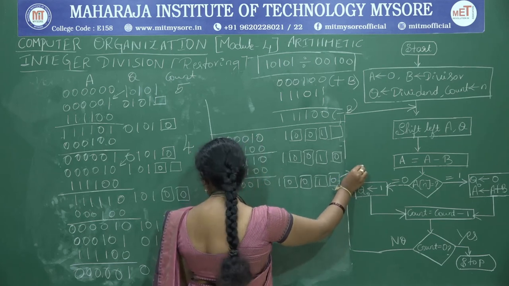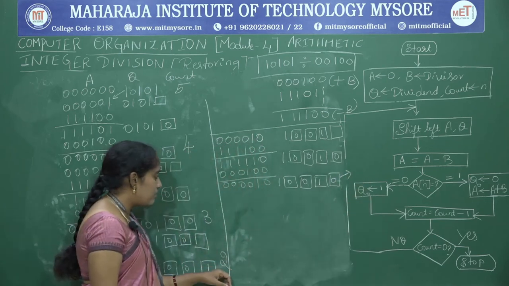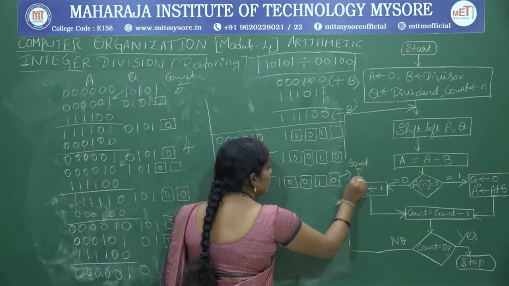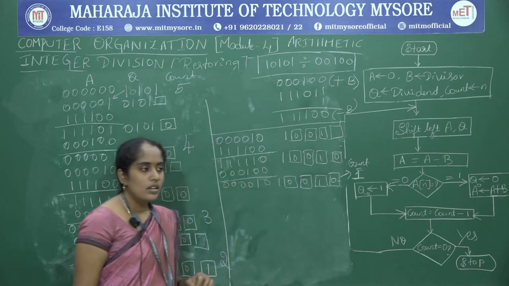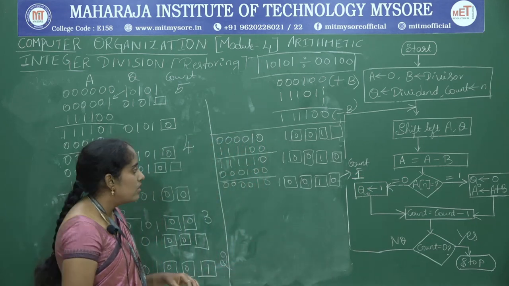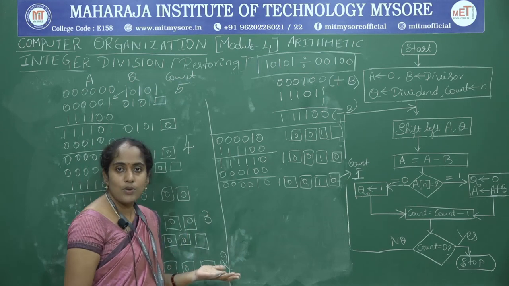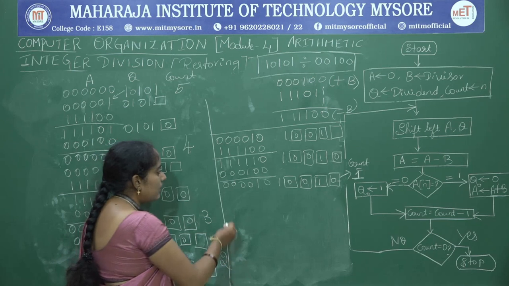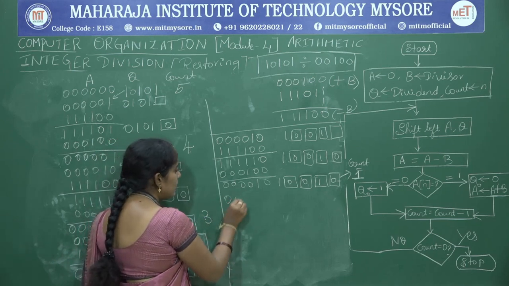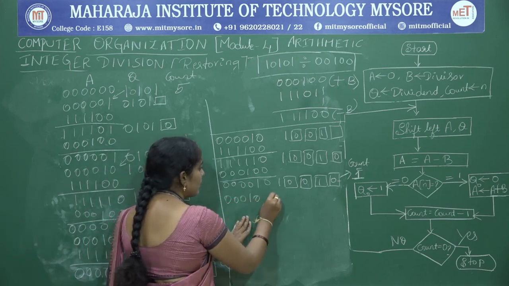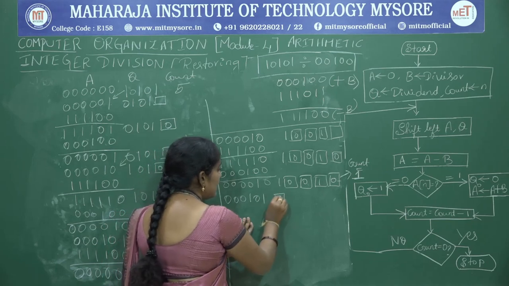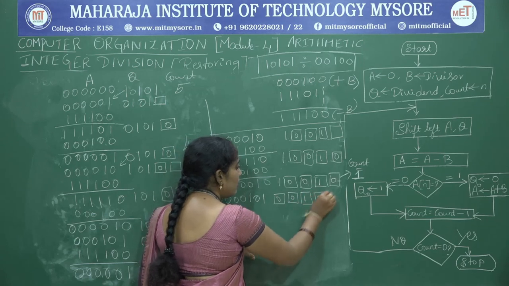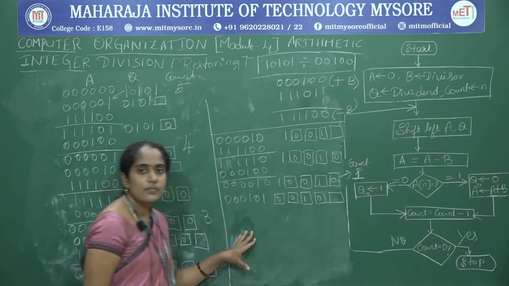So count here is 2, right? So the count value is equal to 1. After that, as 1 is not equal to 0, go back to step 3. In step 3, again shift left, so 0 0 0 1 0 1, yes it is 0 0 1 0 and blank. Okay.